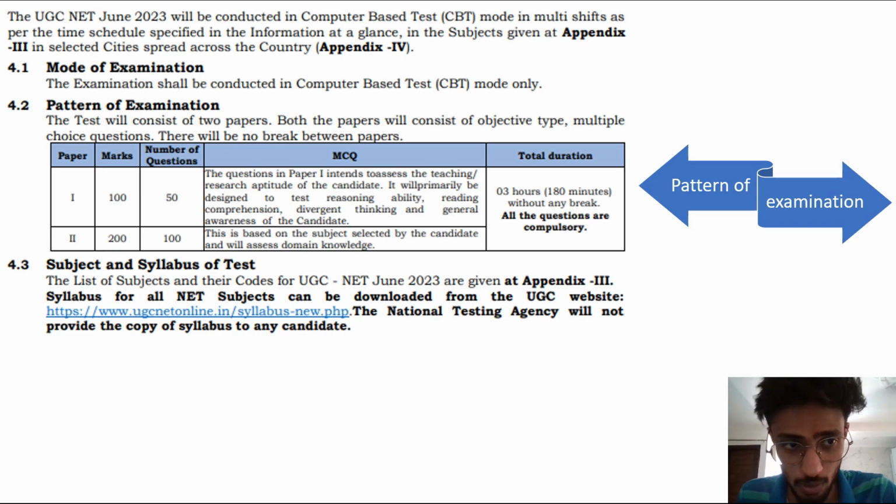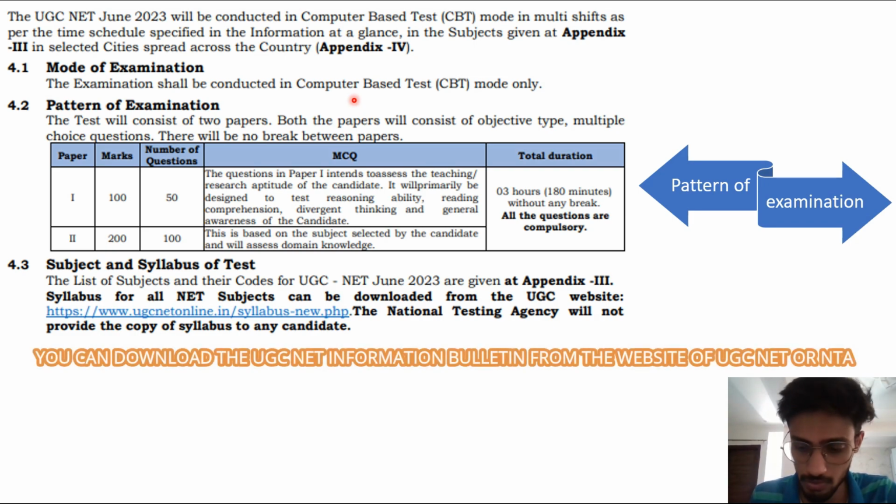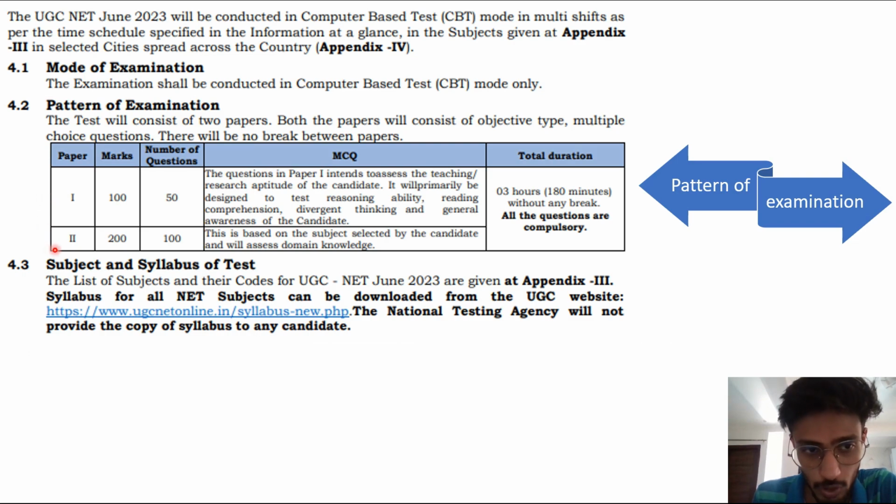Let us now cover the mode of examination and pattern of examination. The mode of examination, as you all know, is a computer-based test. You will be going to the centers and attempting the paper on computers. So the pattern of examination is that you will be having two papers. First is paper 1 and then paper 2.